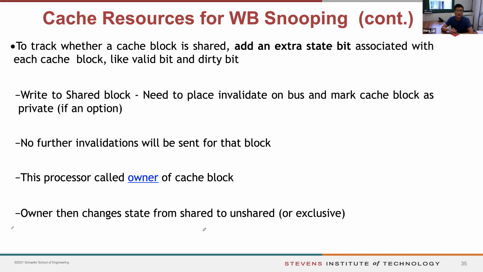So to track whether a cache block is shared, we add an extra state bit associated with each cache block, like a valid bit or dirty bit. When writing to a shared block, we need to place an invalidate on the bus and mark the cache block as private. Further on, no further invalidation will be sent for that specific block. This processor will be called the owner of the cache block. The owner then changes state from shared to unshared or exclusive.